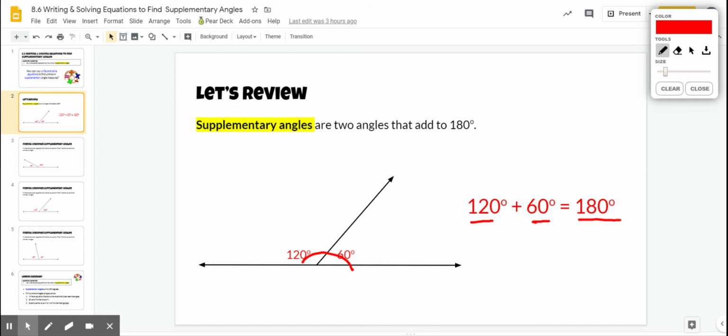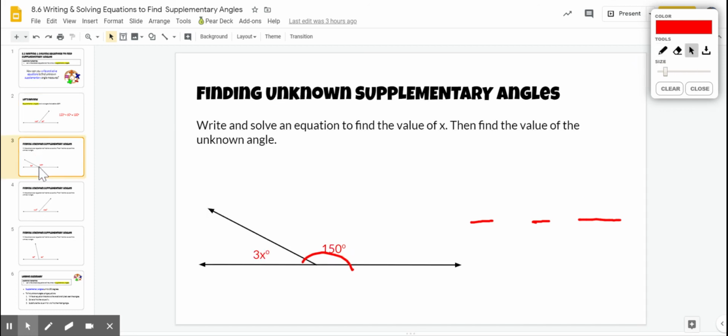Okay, so let's take a look at the work that we're going to be doing today. Here you can see that we have two angles that are supplements to one another. It says write and solve an equation to find the value of x, then find the value of the unknown angle. Like I said, today's work is very similar to what we did yesterday. It's just dealing with a different angle relationship. The only thing that's really going to look different in our equation is the total, or the sum, right? Because today they're going to add up to 180 degrees instead of 90.